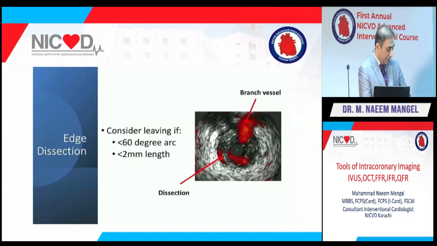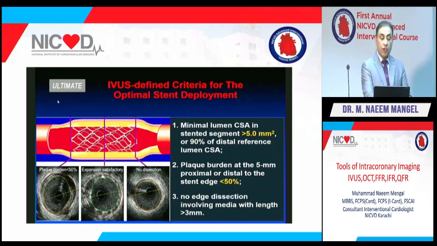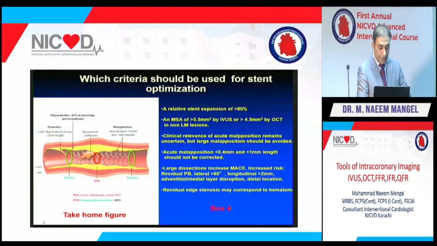And in the same way for the edge dissection. There are multiple trials, but two important trials were the IVUS-XPL and Ultimate trial. On the basis of this, certain guidelines were made, especially by the European authorities, on the basis of the Ultimate trial. So what are the important criteria we should look for when we are doing IVUS? What should we look for?